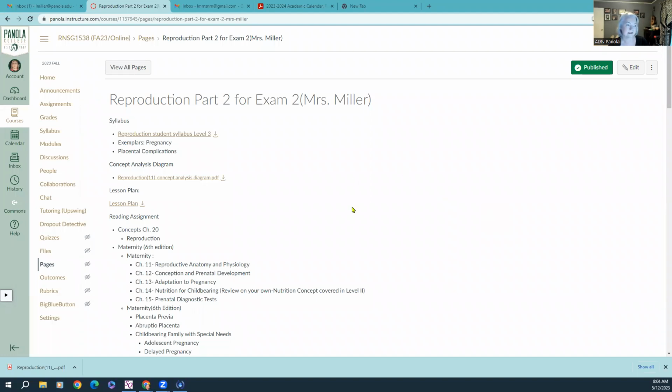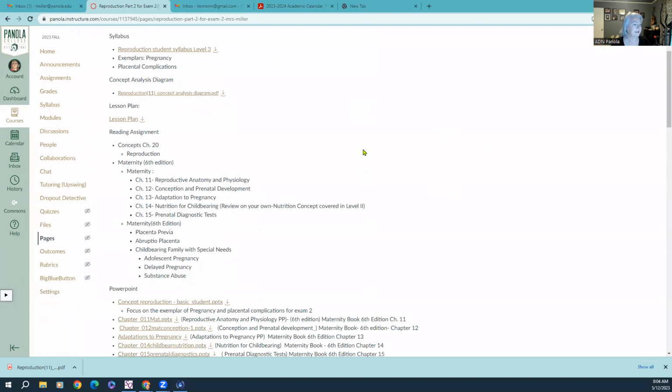So this is going to be the start of this. Our exemplars that we're going to be focusing on for this unit, or this part, are going to be pregnancy and placental complications. I do have my lesson plan down here for you. It did have chapter 16 on it. I took that off, so you may or may not see that in your lesson plan here that's downloadable, but we're going to be covering chapter 16 in the next part.